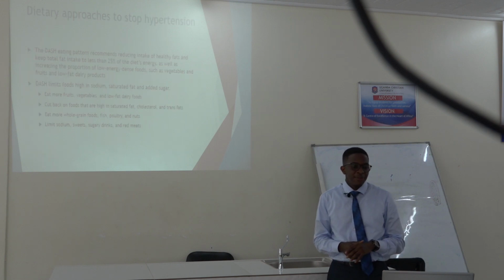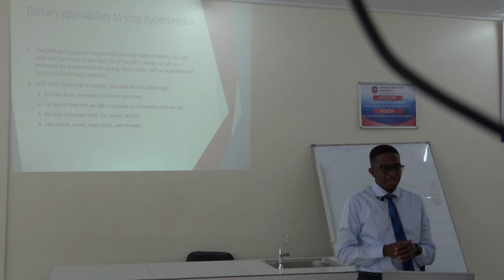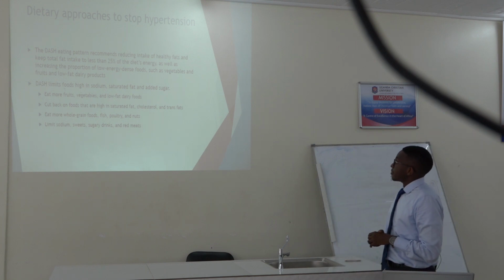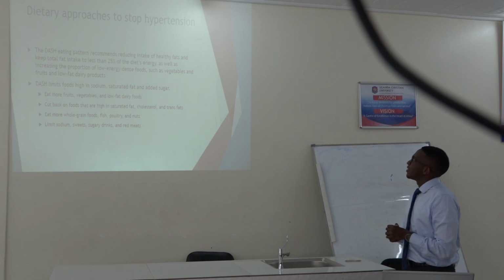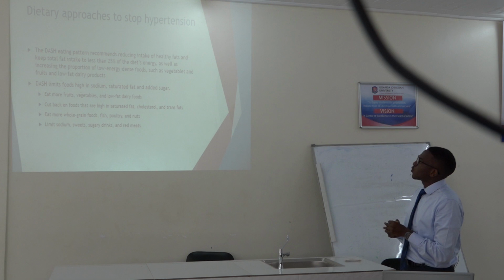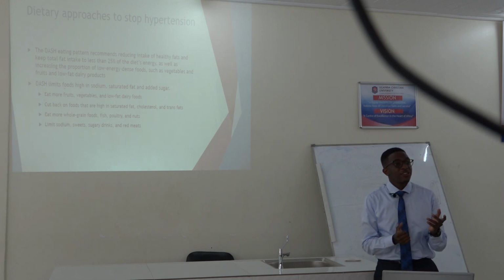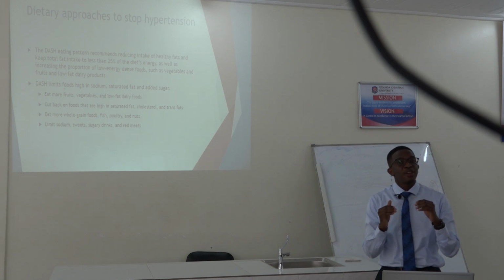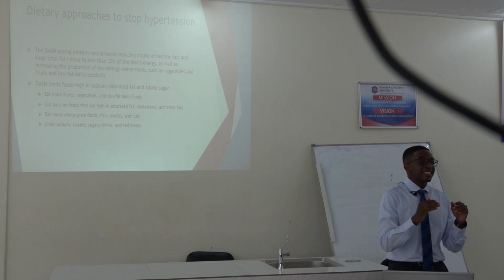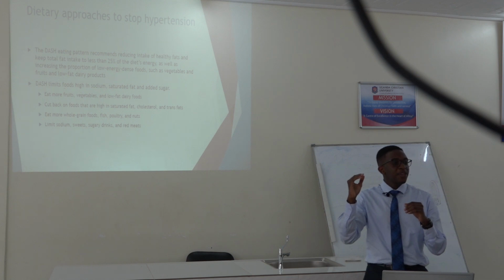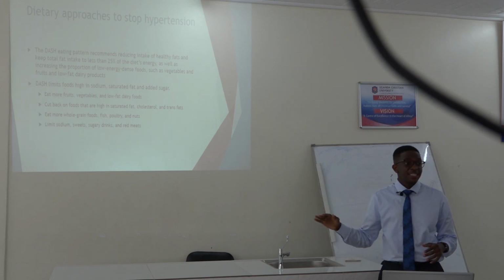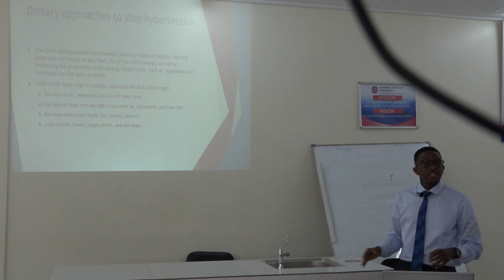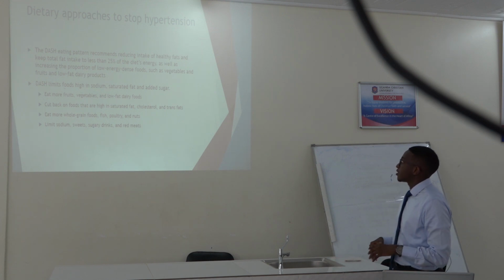And then finally, we're looking at the dietary approaches to stop hypertension. The DASH eating pattern recommends reducing intake of fats and keeping total fat intake to less than 25%. You might be taking your healthy fats, but you want to reduce them. Why? Because fats give a very high calorie boost, and this high calorie boost is what we want to eliminate in obesity. We don't want excess calories. We want minimum calories. So you minimize fats, all kinds of fats as well.